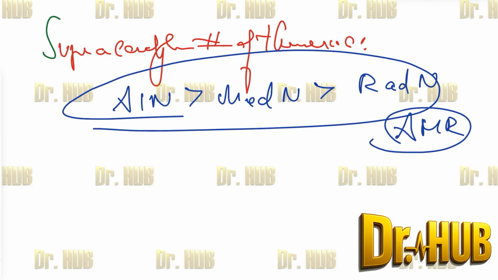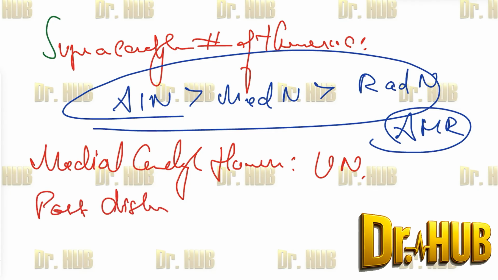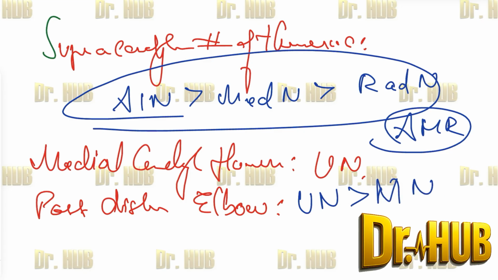Next, moving on to the medial condyle of the humerus. In case of the medial condyle of the humerus, it is the ulnar nerve which is involved. And in case of the posterior dislocation of the elbow, it results in injury to the ulnar nerve greater than that of the median nerve.